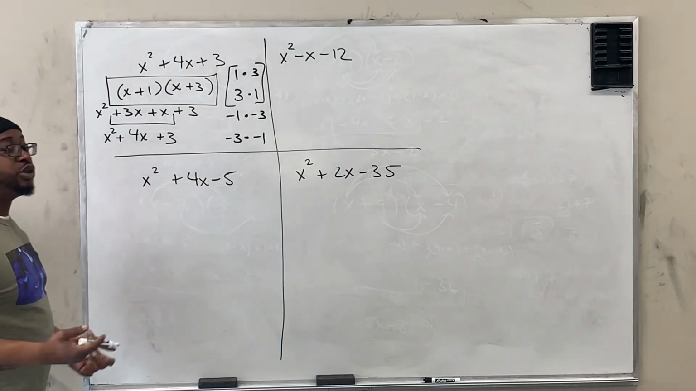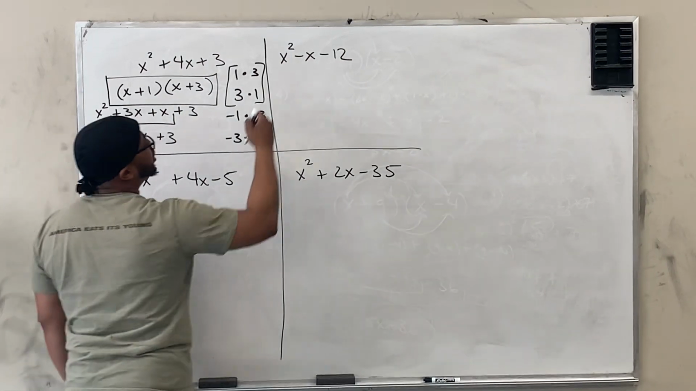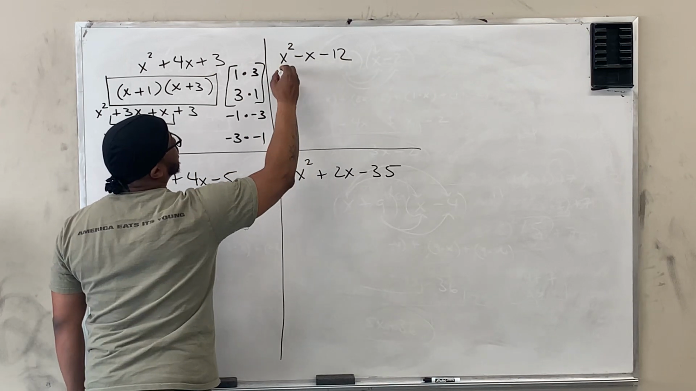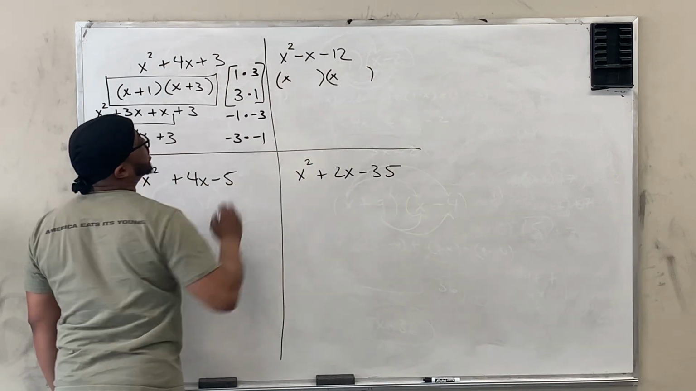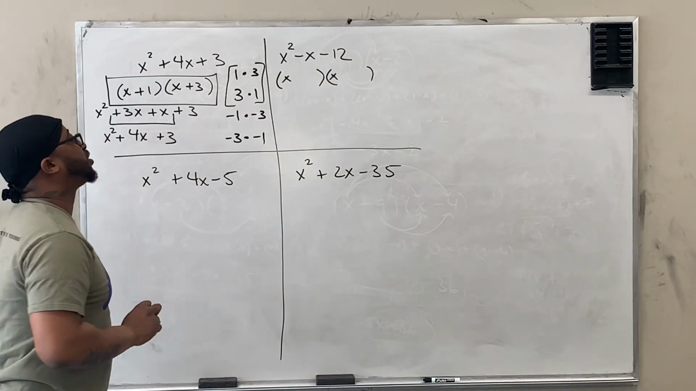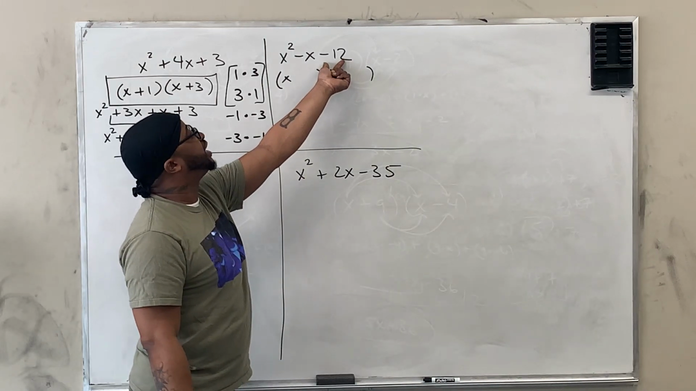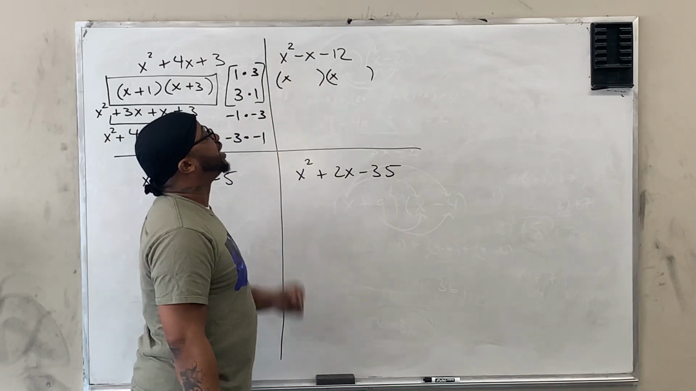You just have to know your multiplication tables and see which pairs will add up to give you the middle number. So here I have a 1x squared minus 1x minus 12. So I'm going to put my 2 parentheses here. I'm going to write my x's here because x times x gives us x squared. So now we need 2 numbers that multiply to give us a -12, but the same 2 numbers are going to combine to give us a -1.